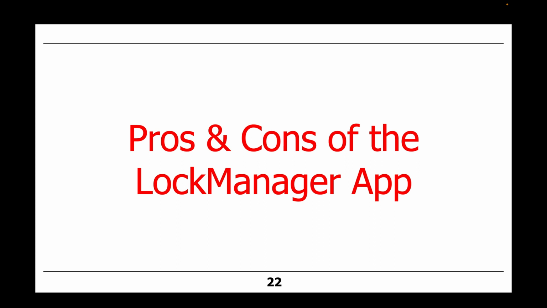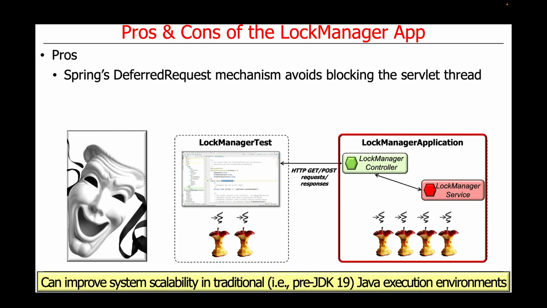So let's talk a bit about the pros and the cons of this LockManager app case study. So some of the pros. As we'll see here shortly, we're going to use the deferred request mechanism provided by Spring to avoid blocking the so-called servlet thread. And this will allow us to improve system scalability in certain environments, either ones that use traditional Java threading, such as the ones before Java 19, or the ones that now use Java virtual threads.